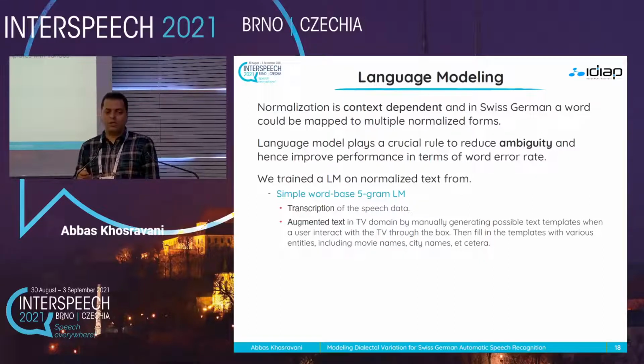So normalization is context dependent, and in Swiss German a word could be mapped to multiple normalized forms. In that case, a language model could reduce the ambiguity and improve the word error rate. So we train our language model on normalized text, and we use a 5-gram language model in this case, using the transcription of the speech and also some augmented text that we collected by generating them using templates for the commands to the TV box.